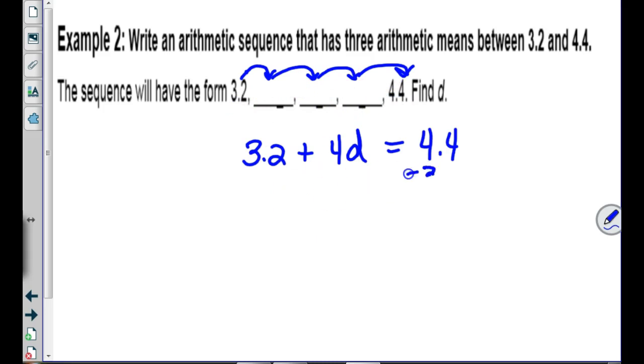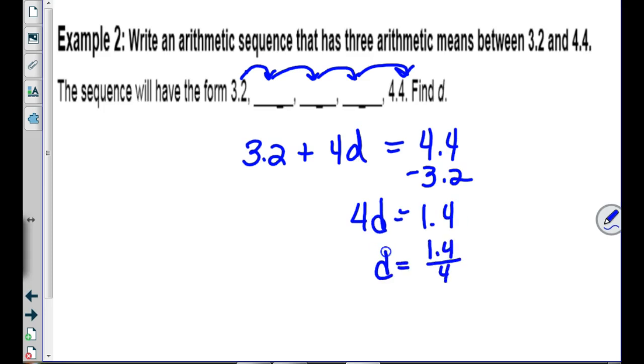So if we subtract, we're just doing algebra skills now. 0.35? No? 4.4, oh yeah, because I can't subtract. Thank you. So then it's just 0.3. All right, so apparently it says find D.